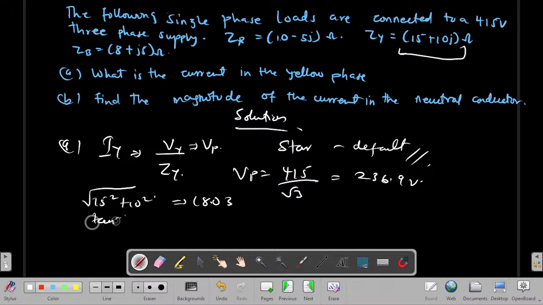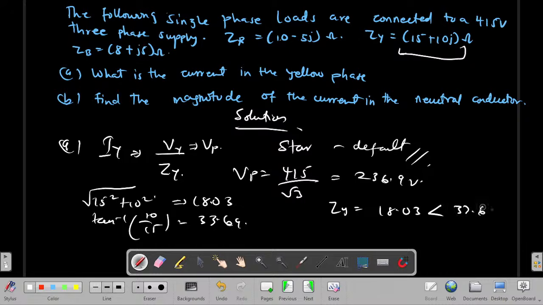Then what's the angle? The angle is tan inverse of 10 over 15. Is that not it? So tan inverse of 10 over 15, and that is equal to 33.69. Therefore, my ZY is simply equal to 18.03 angle 33.69.